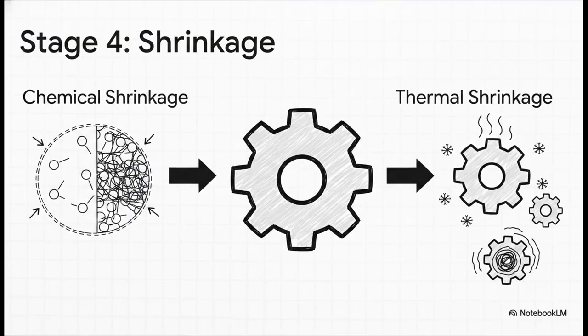And that brings us to stage 4, shrinkage. You see, as this whole cure is happening, the material is actually shrinking, and for two main reasons. First, you've got chemical shrinkage. As all those new molecular links form, they're literally pulling the molecules tighter together. And second, you've got thermal shrinkage. That's just the simple contraction that happens as the hot, finished part cools down to room temperature. Both of these create powerful internal stresses that get locked into the part, which can lead to warping or cracking way down the line.